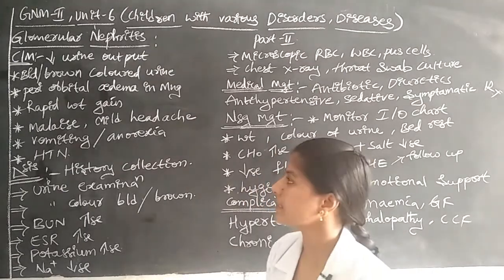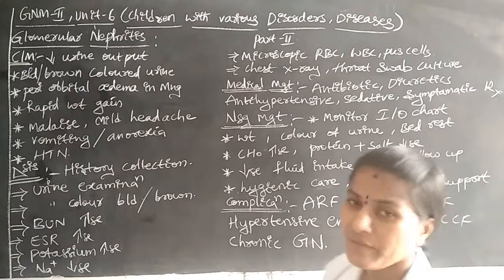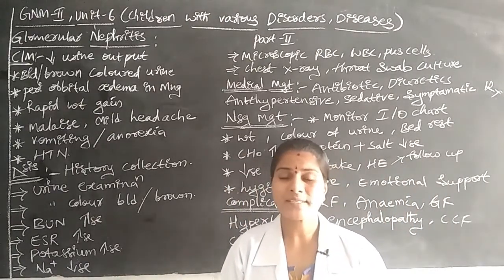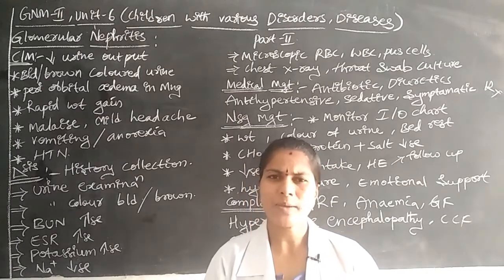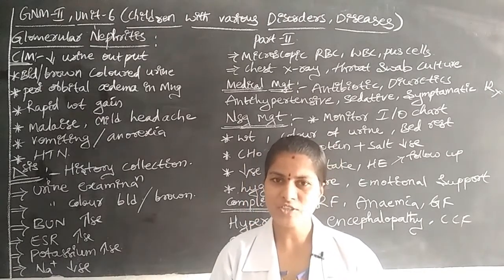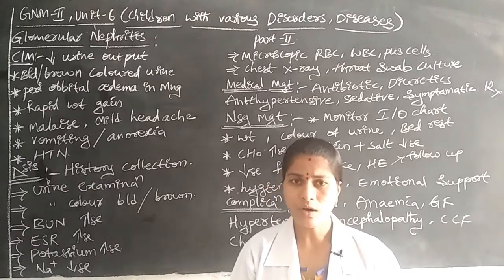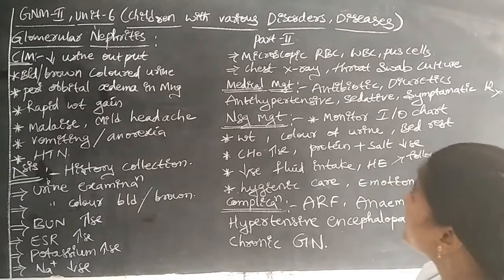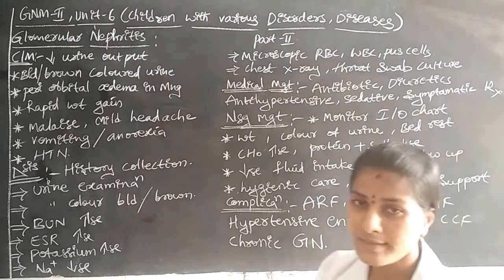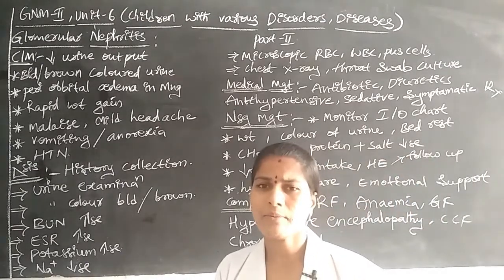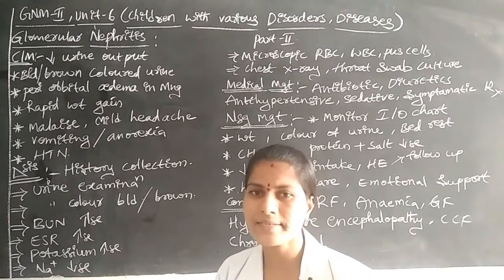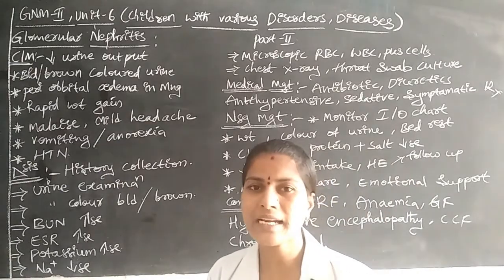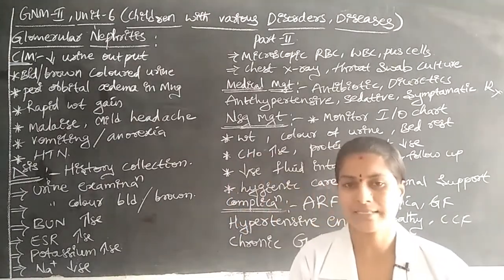Next, when we are doing a microscopic examination of the blood, the RBC count should be decreased. Why? Because there is no proper purification of blood. There is no normal process, that's why the RBC will be decreased. The WBC count is also decreased. Next, sometimes the child's urine contains some pus cells.